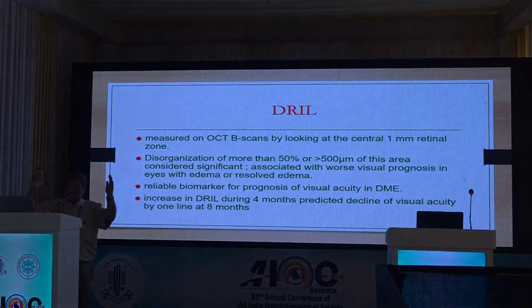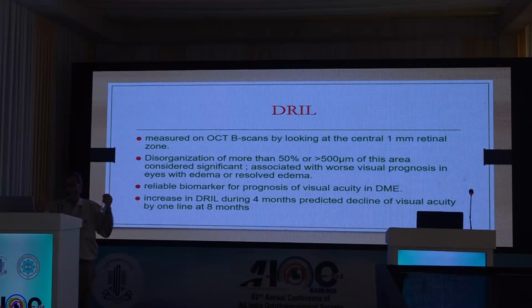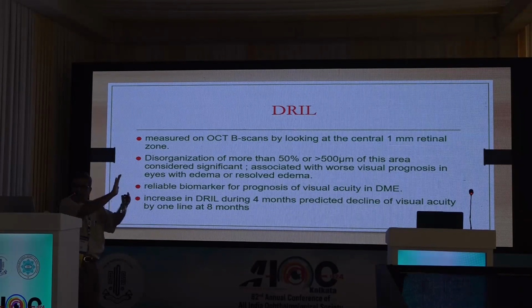Now, this is in the central 1 millimeter, and we know that if more than 50% of this area gets involved, it's a significant poor prognostic factor. And this is a very reliable factor for prognosticating a patient with DME. Supposing you have a patient who doesn't have too much edema and has this DRIL, now you know this patient may not improve as much. But don't talk about DRIL in the presence of a lot of macular edema, because it can push the retinal layers and give you a false appearance of DRIL.